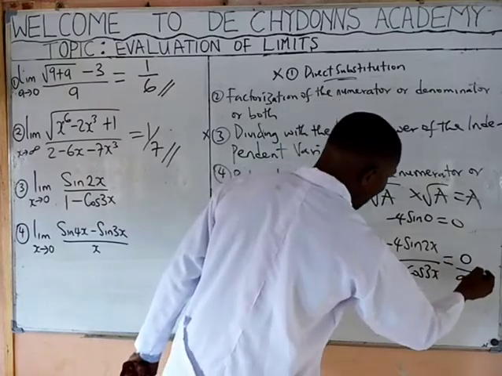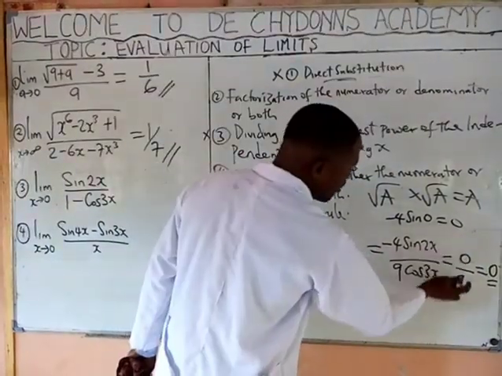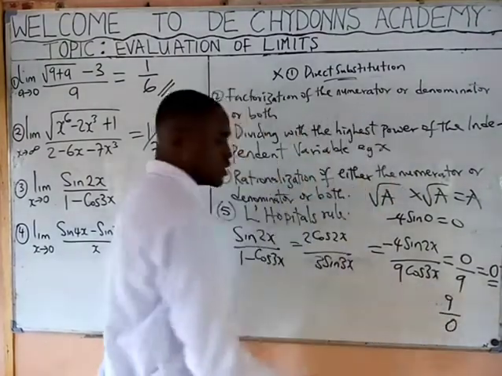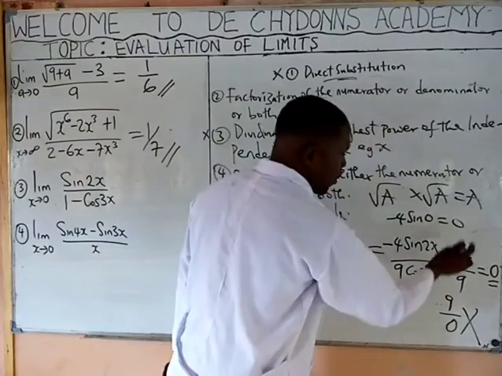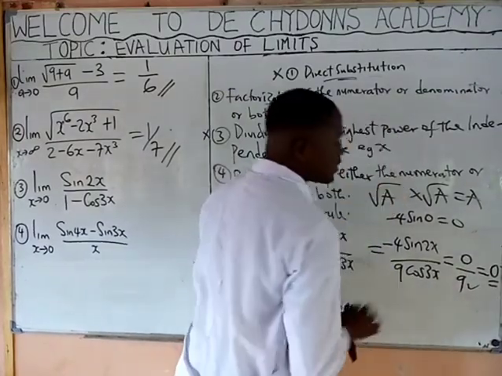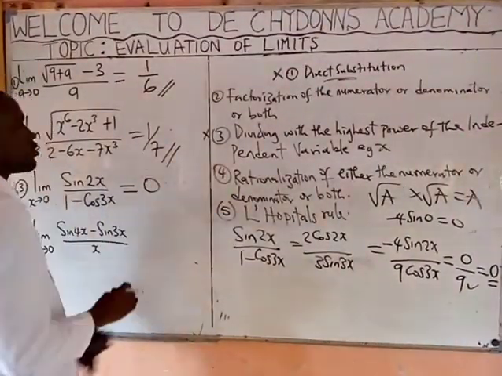0 over 9 is defined. It will give you 0. Remember, 0 over a number and a number over 0 are not the same. This one is undefined, whereas this one is defined. So 0 over 9 will be giving you 0. So this one will be giving you 0.